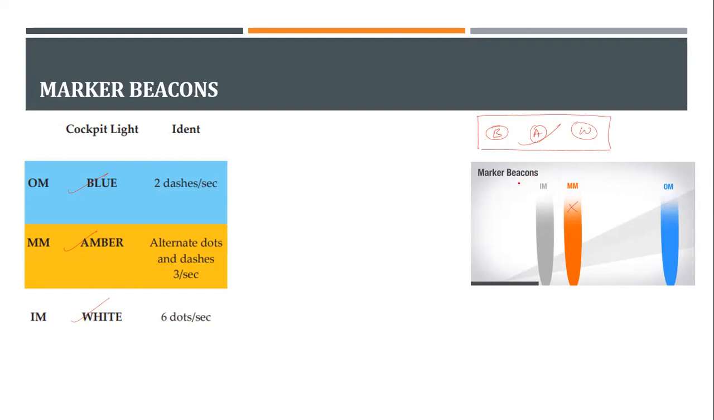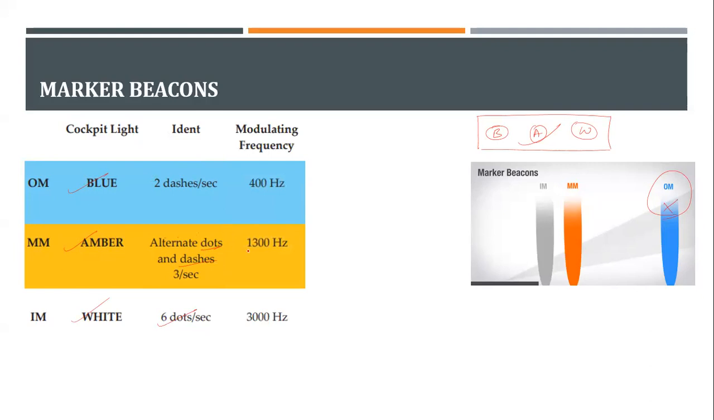So what engineers did, they designed a feature called identification. That means whenever they are flying over a particular marker beacon, they will hear these types of sounds. For the outer marker, dashes, 2 dashes per second. For the middle marker, what is that? It is alternate dots and dashes, that is dit da, like this. That's the Morse code. And for the inner marker, that is 6 dots per second. That is what enables the pilots to keep their focus on the runway or whatever they are focusing on, and listen.